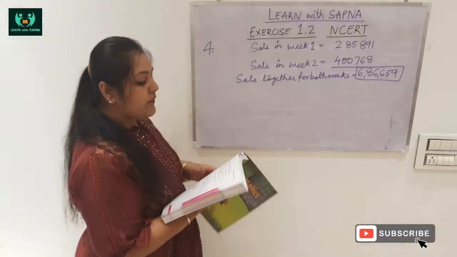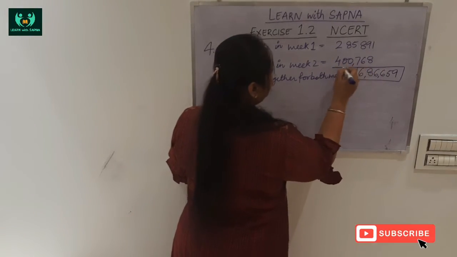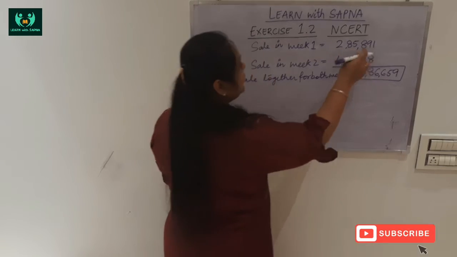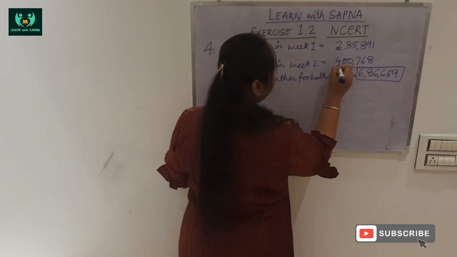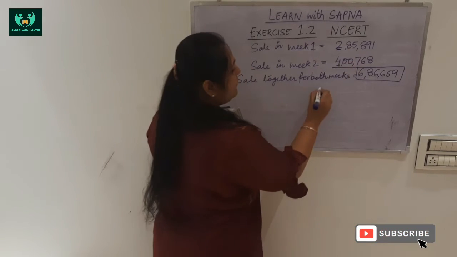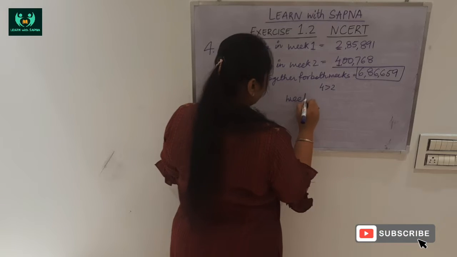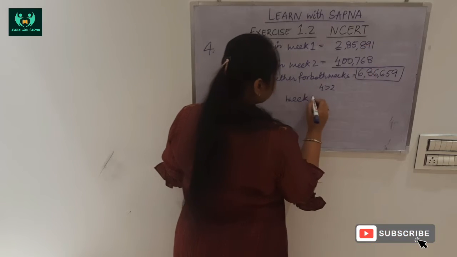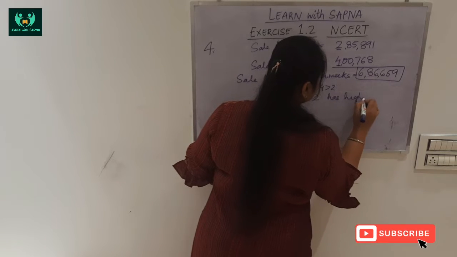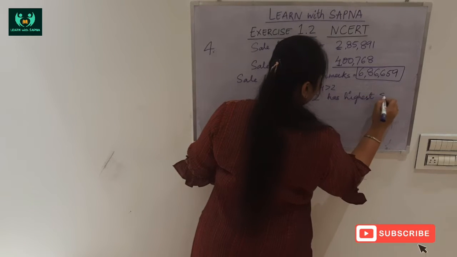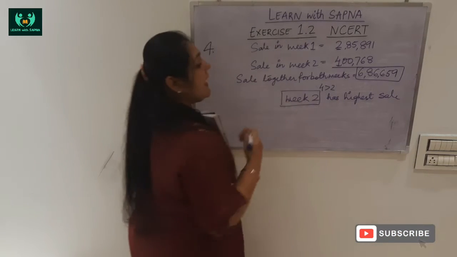Now in which week was the sale greater? ये है हमारा सेकेंड वीक का. दिस इज द फर्स्ट वीक. दोनों नंबर्स हमारे 6 डिजिट नंबर्स हैं. लेट्स कंपेयर द हाईएस्ट वैल्यू. दिस इज 2, दिस इज 4. 4 is greater than 2. So in week 2, that means this number is bigger than this number. Week 2 has the highest sale. Right? Second week had the highest sale.